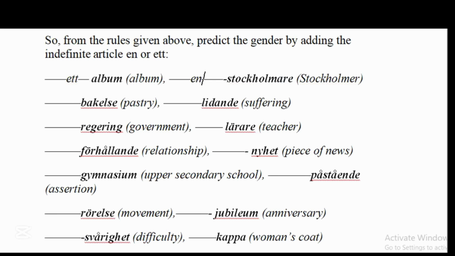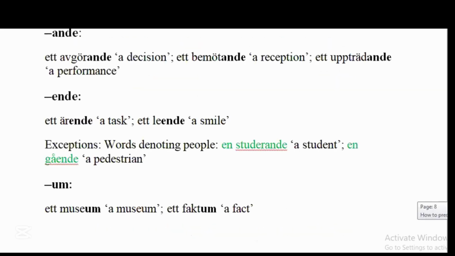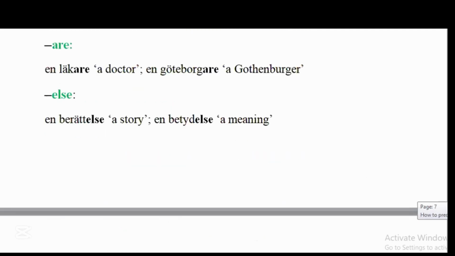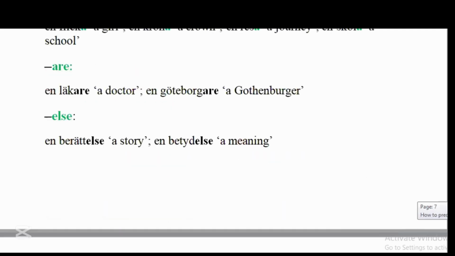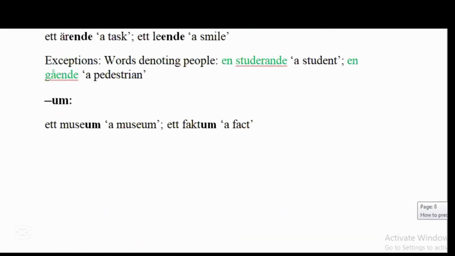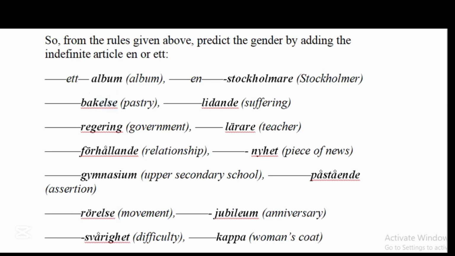Stockholmare means a Stockholmer, the person who lives in Stockholm. Else, when you find this suffix at the end, what should you write? En. You can always check, I have mentioned it here. Here is en, else. So in this scenario, just place en here. And bakelse means a pastry.